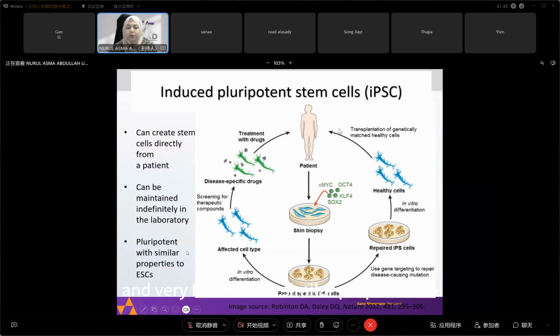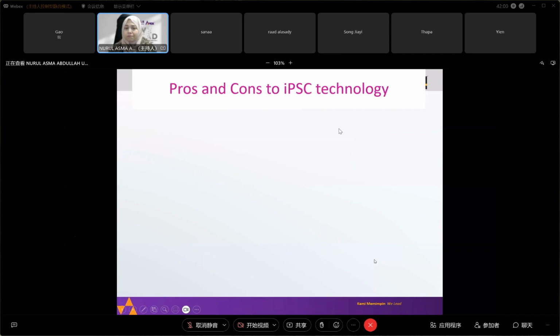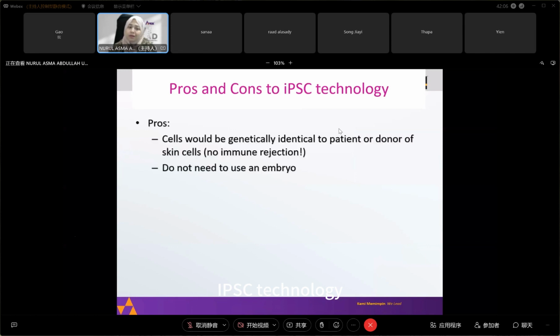And it is pluripotent with similar properties to embryonic stem cells. So as I mentioned just now, it has the advantage because it is in the pluripotent state, so you can differentiate them into multiple types of cells. However, there are pros and cons to iPSC technology.